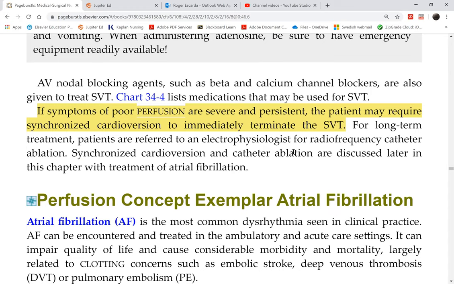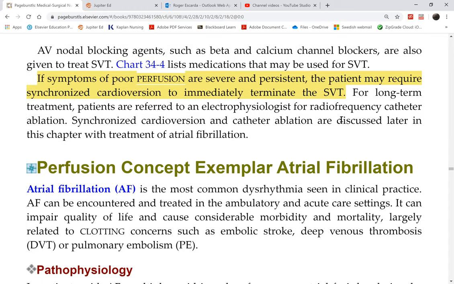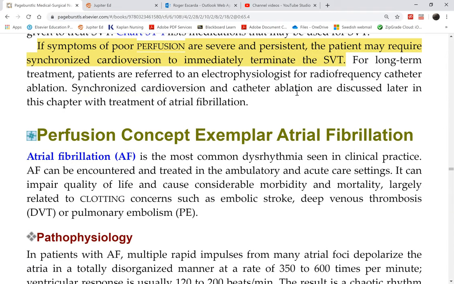Okay. All right. Thanks. We'll discuss cardioversion later. Take note that synchronized cardioversion is another option to terminate SVT, as well as catheter ablation. I'll discuss this later when we get to that section.